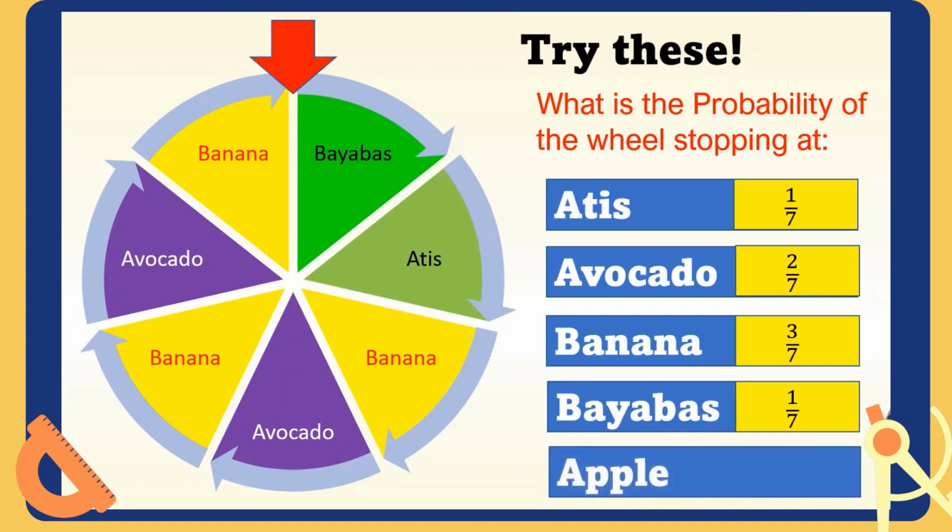And then, yung apple kaya. May tsansa ba itong hihinto sa apple? The answer is wala. Bakit? Kasi wala naman tayong apple dyan sa ating wheel. Kaya walang tsansa na ituturo nito ang apple. Okay? So, ayan po ang tinatawag nating probability or chance.